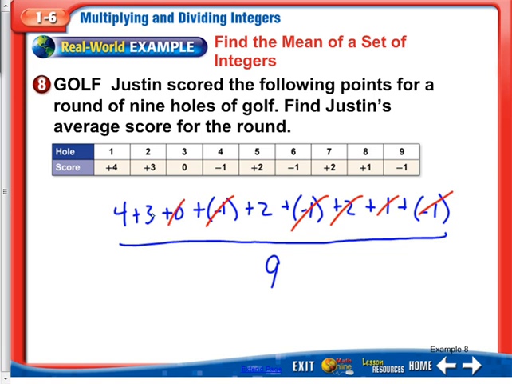So I have 4 plus 3 is 7. So I can write that right there. 7 plus 2 is 9. All right, so what I'm left with is 9 divided by 9, and that equals a plus 1 score. So he had an average round of a positive 1 for a round of golf.